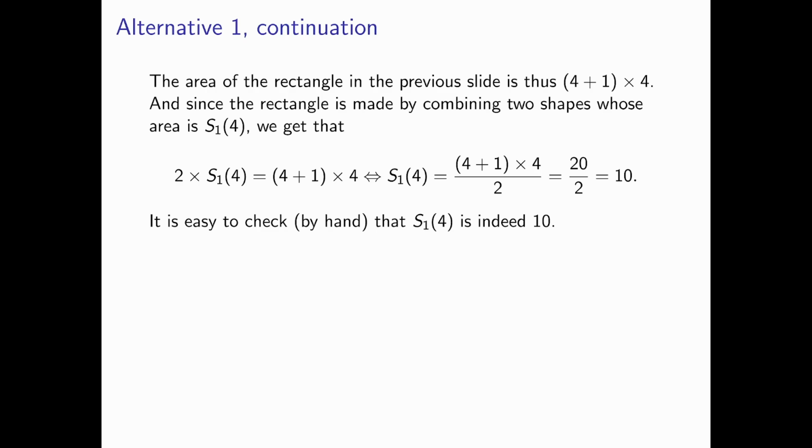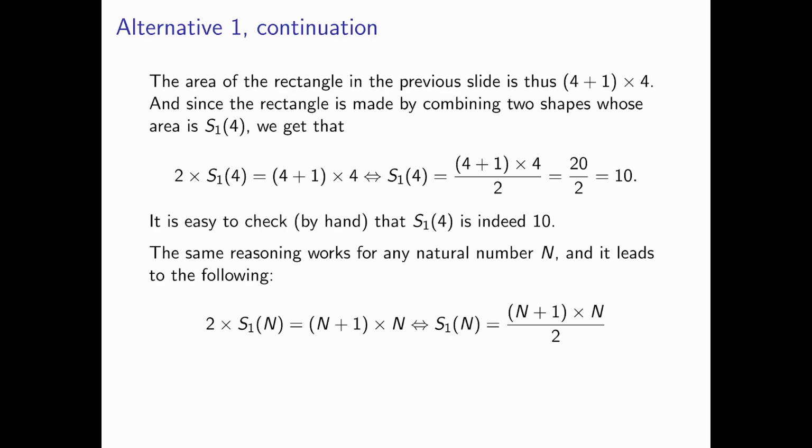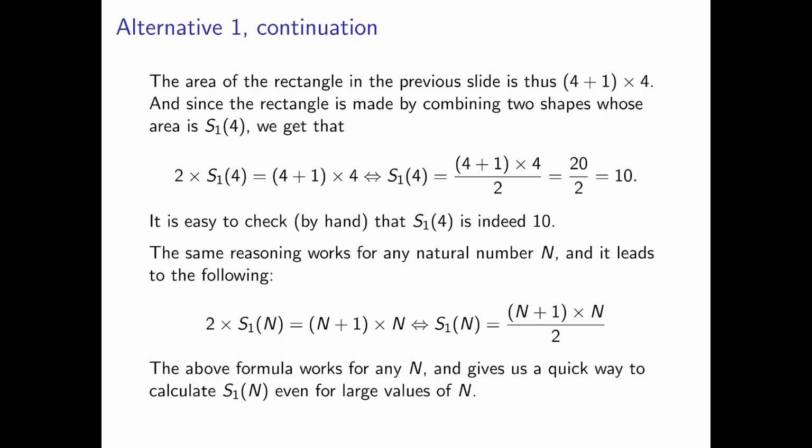Now, this reasoning can be generalized to any natural number n, and it leads us to the following formula where we just replace the number 4 with the number n everywhere. And we end up with the formula s sub 1 of n is equal to n plus 1 times n divided by 2. And this formula, of course, works for any number n, and it gives us a very quick way to calculate s sub 1 of n, even for large values of n.